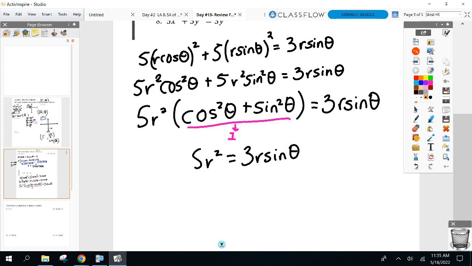Why don't I want to square root it? Is that going to get rid of the r on the other side? No, hot mess, right? So yes, just divide by r.